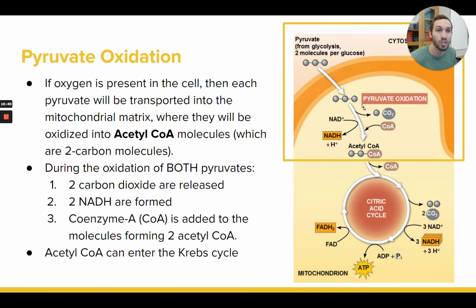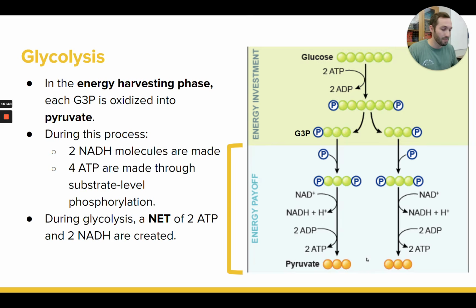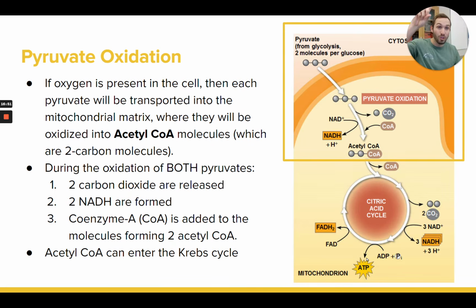Now remember, this is happening twice because we had 2 pyruvates. This is just showing you with 1 pyruvate, but remember there was 2. We ended glycolysis with 2 pyruvates. So we're going to keep track as if starting with 1 glucose, ultimately what's happening. So if you start with 1 glucose, you have 2 pyruvates, and each of those pyruvates is going to go through pyruvate oxidation and become 2 molecules of acetyl-CoA. So right here on the notes, I keep track for you guys. During the oxidation of both pyruvates, you're going to have 2 carbon dioxides produced, 1 from each pyruvate, 2 NADHs that stole a pair of high energy electrons, 1 from each pyruvate, and you're going to end up with 2 acetyl-CoAs, 1 from each pyruvate, right? So remember this is double, okay?